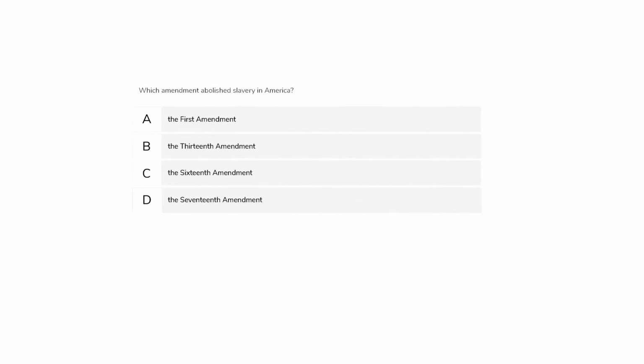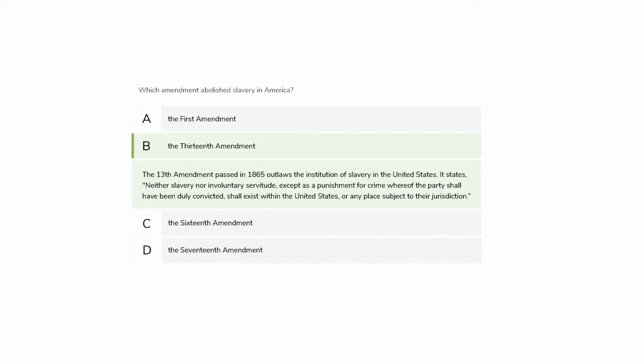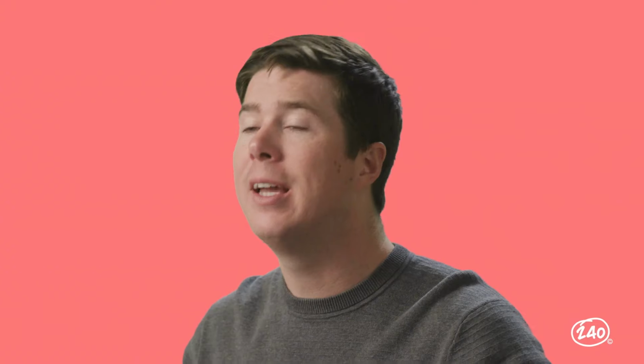Now let's look at a government question. Which amendment abolished slavery in America? The 1st, the 13th, the 16th, the 17th? The correct answer is the 13th Amendment. The 13th Amendment was passed in 1865 and outlaws the institution of slavery in the United States. Now, that's just a small sliver of practice questions to give you an idea about how these concepts are going to be assessed on the test.